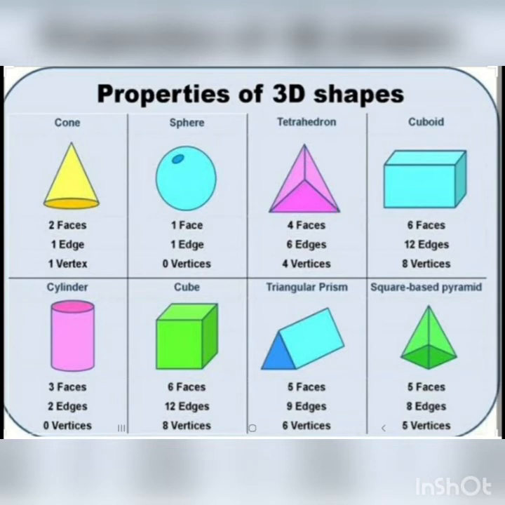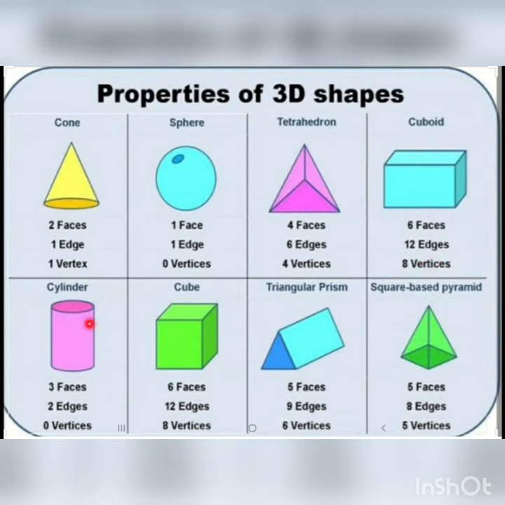So 4 vertices. Now the case of a cuboid. In a cuboid, opposite sides are rectangles and these 2 sides are squares. So 6 faces, then 12 edges, 8 vertices. If you have your geometrical box, you can count the number of faces, edges and vertices using the geometrical box. It will be having a similar figure like a cuboid.